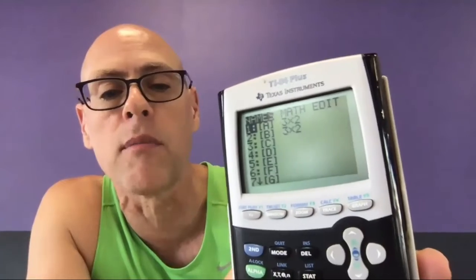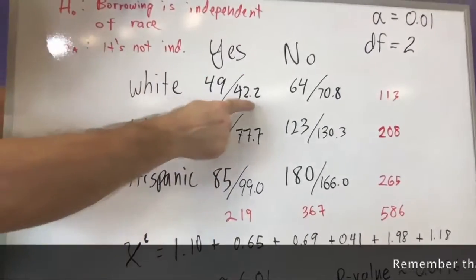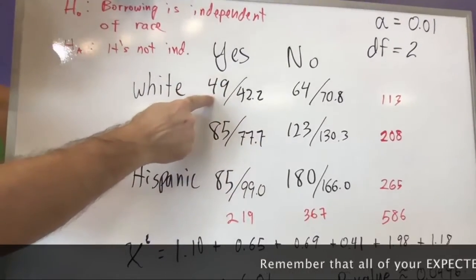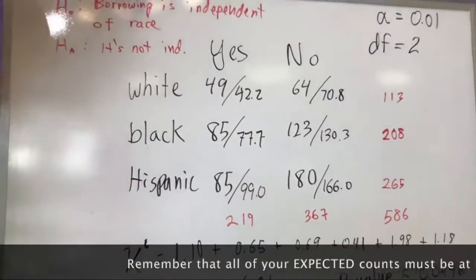You can also go to your matrix menu again, so I'm going to go to matrix, and now you should notice that matrix B has automatically been filled in for you. Go straight to 2, and I press enter, and like magic, I get all of my expected counts. I'm perfectly fine with you rounding those off to the tenth place. And you can see that I put my observed counts and my expected counts.